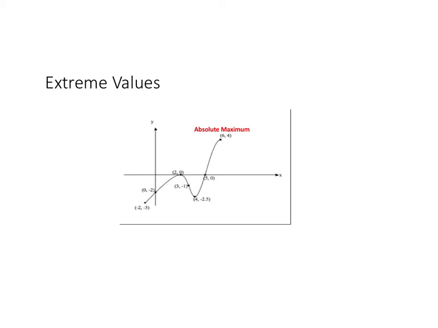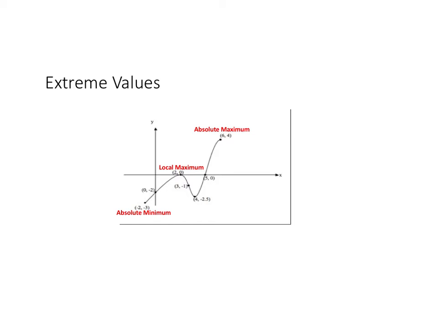If you look at the point (6, 4), that can be considered the absolute maximum. By absolute maximum, we mean this is the highest point over this entire interval. If in turn we look at the point (2, 0), that can be considered a local maximum. It's not the absolute maximum, but it is a maximum that occurs on this interval.